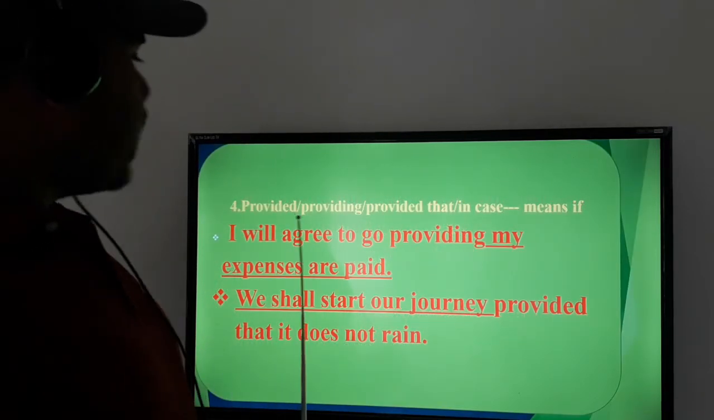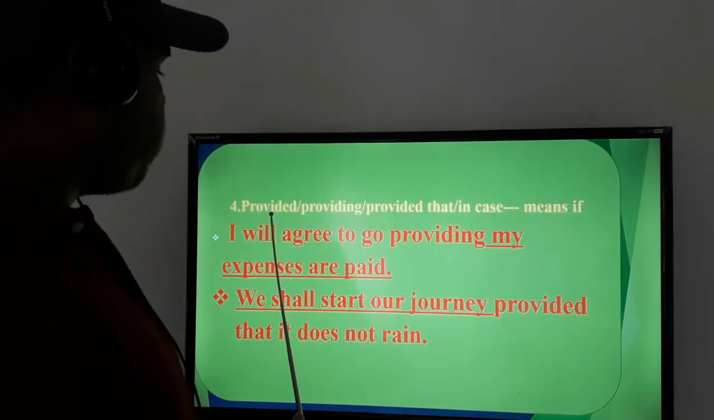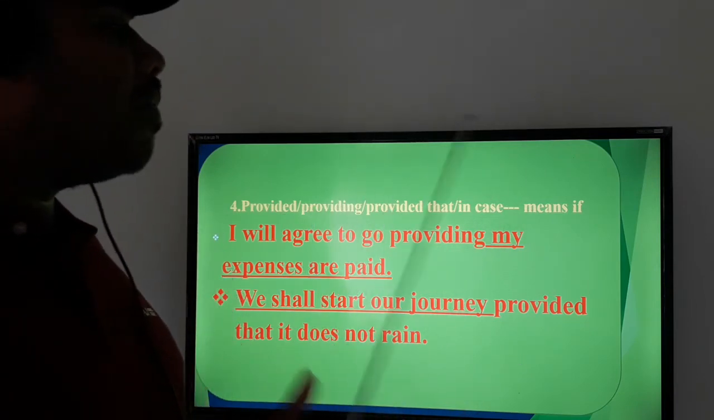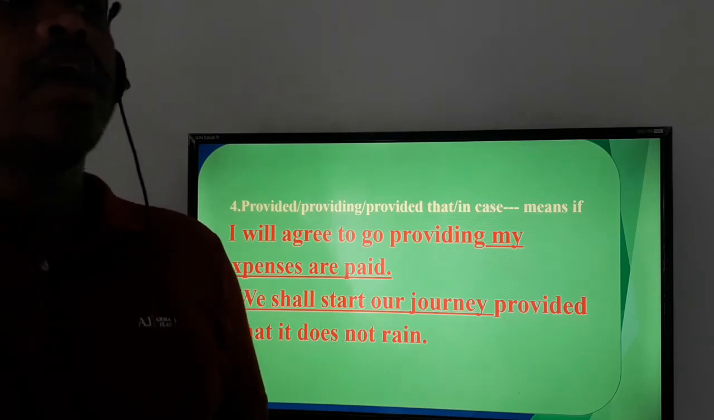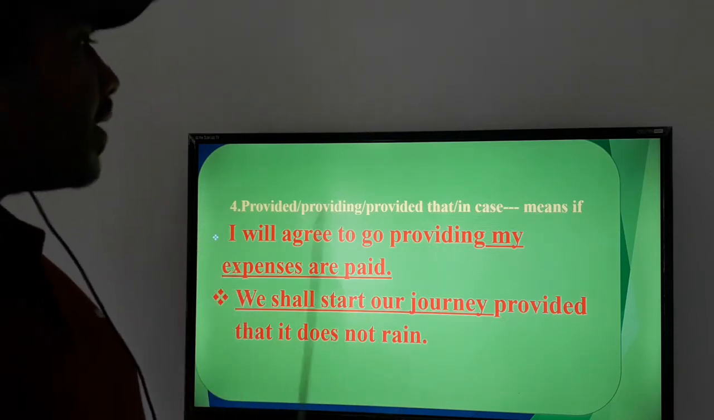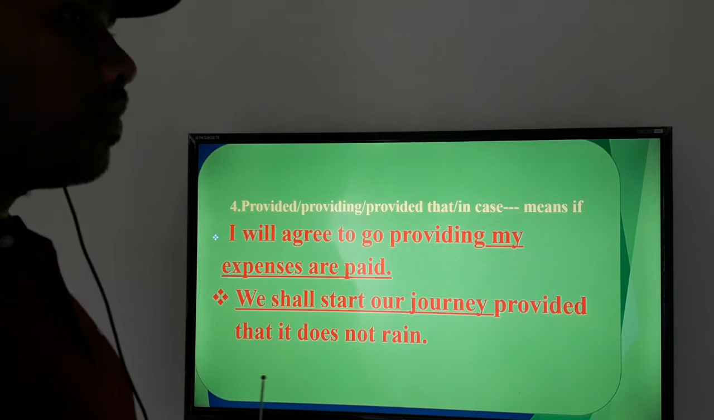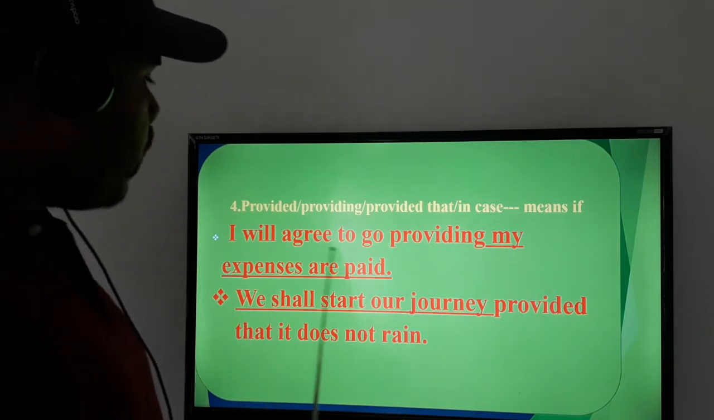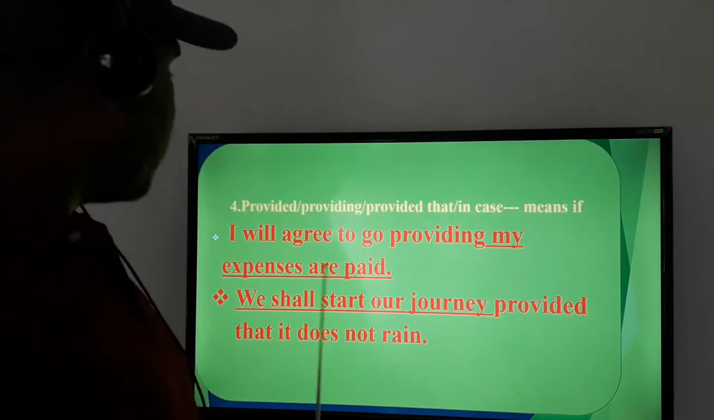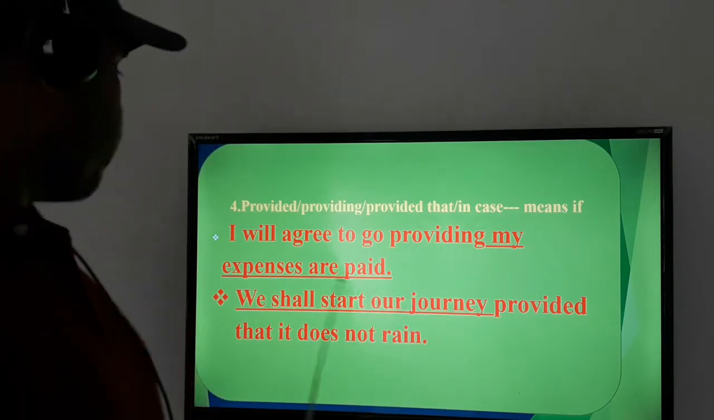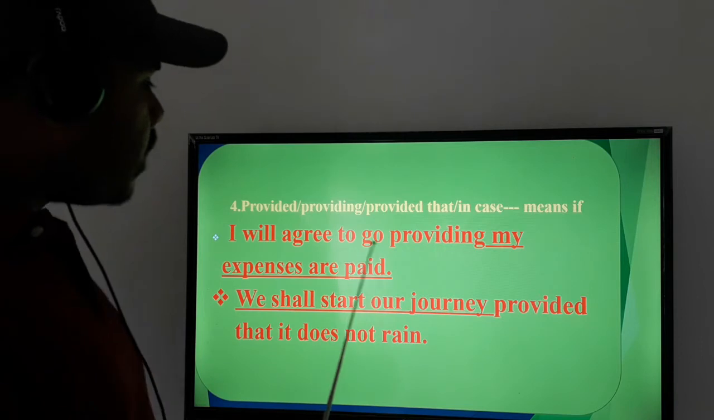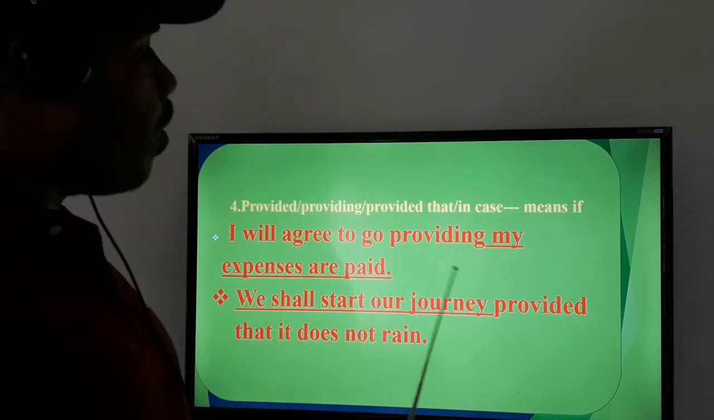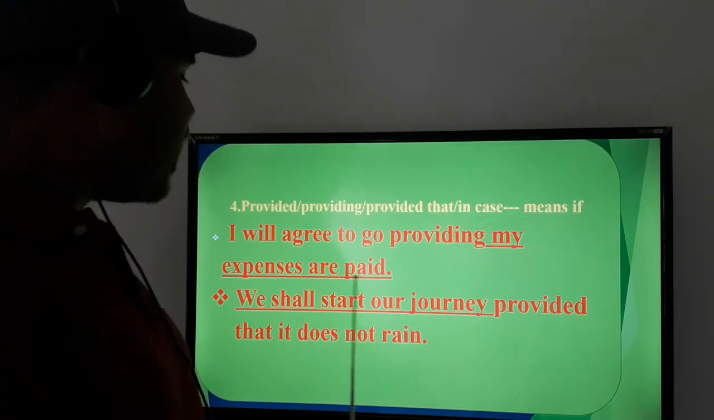Next, there is another important structure for you: provided, providing, provided that, or in case. It means what? It means if, that is, conditional type. All right, that is if. So, I will agree to go providing my expenses are paid. I will agree to go if my expenses are paid.